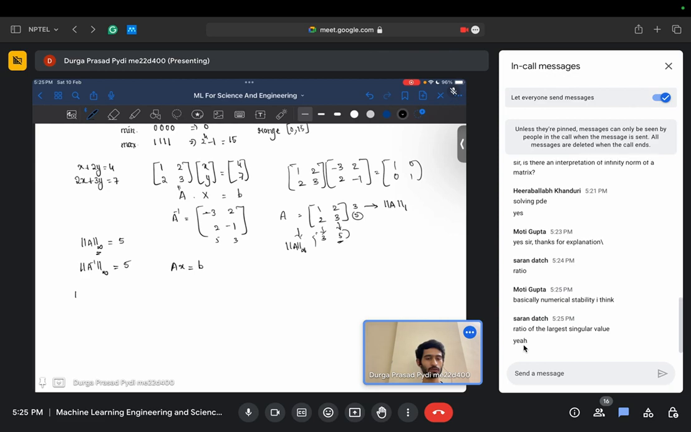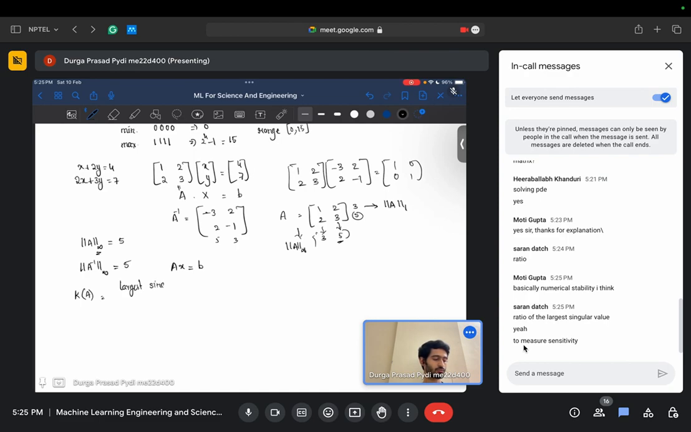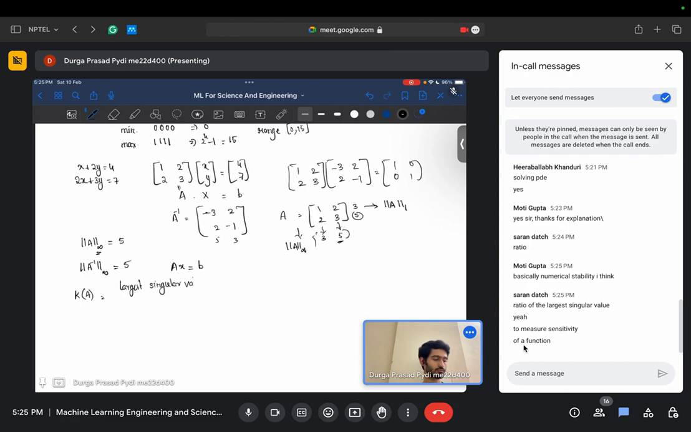Okay, you went directly to singular value instead of eigenvalue, that's actually good enough. So why do I have to know this number? Why do I have to know the condition number? This is a way, so there is one definition. The condition number, if I denote it with k of A, is defined as the ratio of the largest singular value to the smallest, to measure the sensitivity of a function. Okay, what functions do we have here?